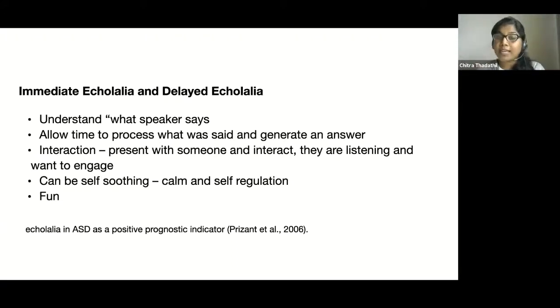I would also like to bring another point here, that even children who are typically developing do use these kinds of repetitions when they are happy. That could be more of a delayed echolalia, and it can also be immediate. Prizant et al. in 2006, an evidence-based scientific research paper, says echolalia is a positive prognostic indicator. If a child is echoing, it is simply a sign that the child is progressing in his language skills.